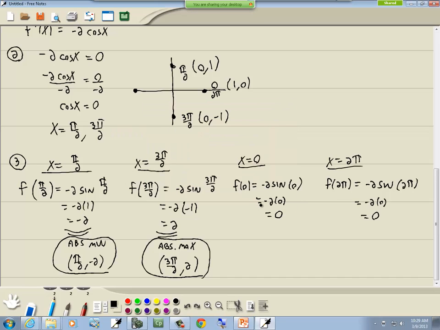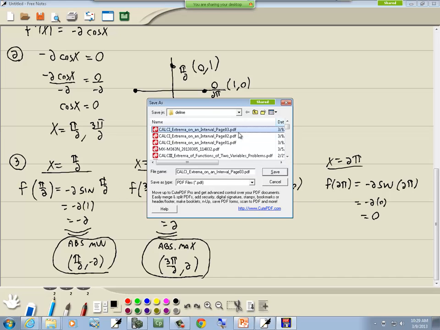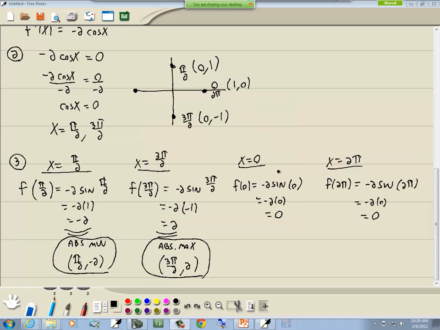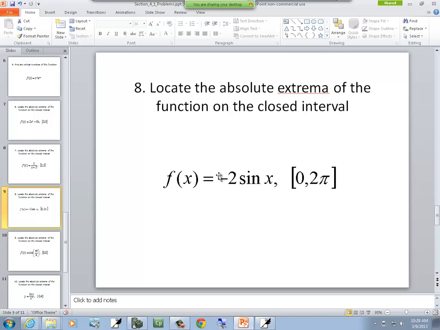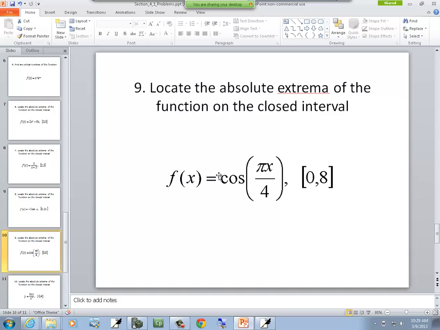Save that. And we'll grab a drink, and then we'll look at our next one.